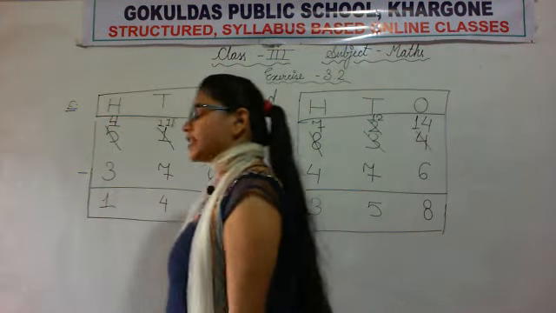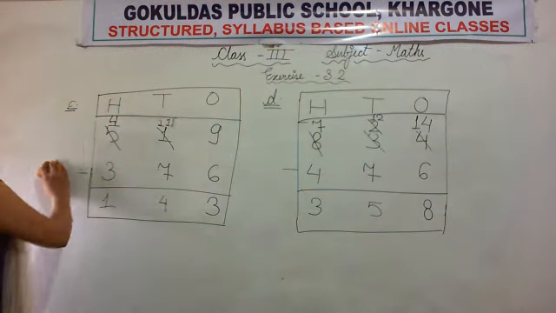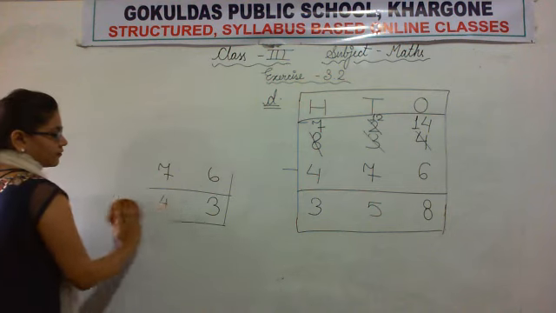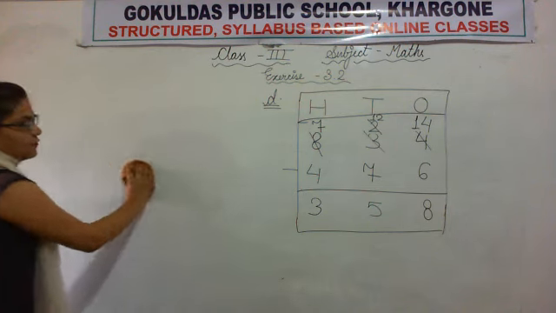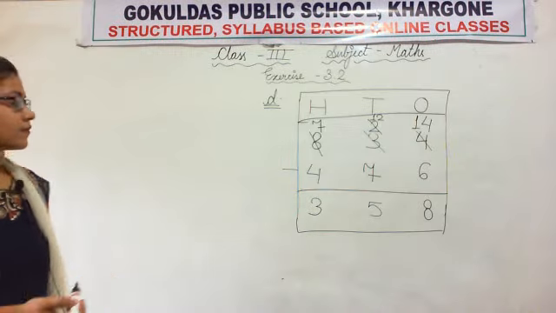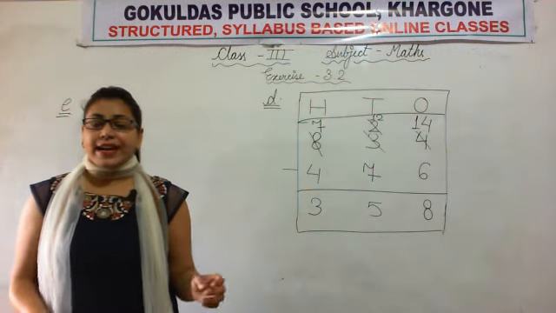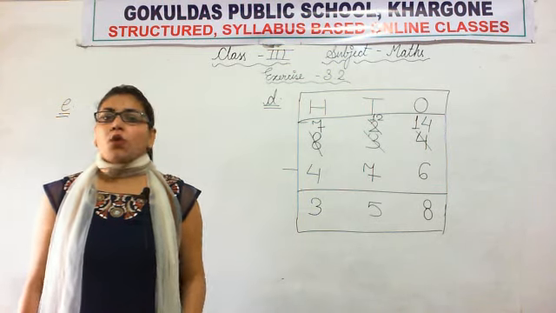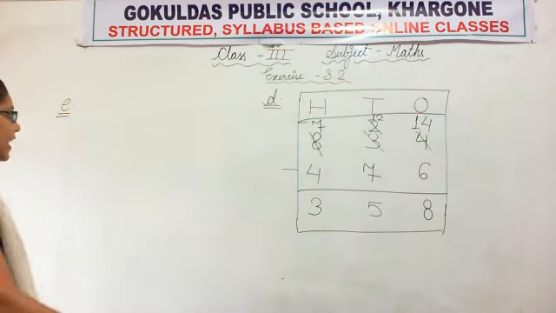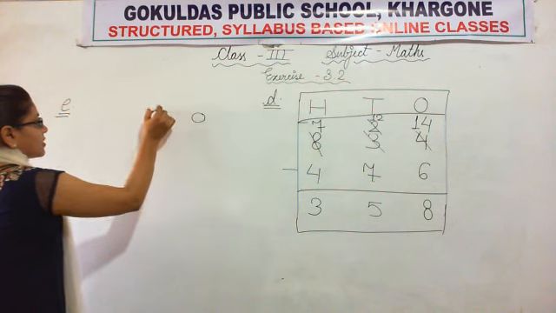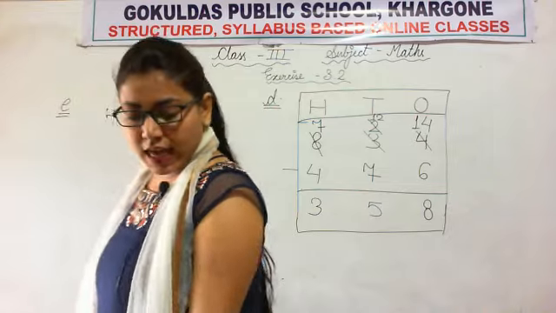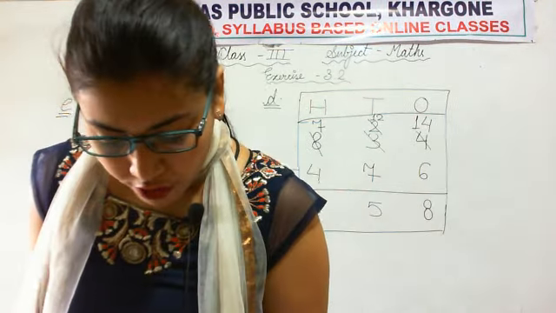Now moving towards the next part, that is part E. Again, the very first step is writing all the places: hundreds, tens and ones. Since 3-digit numbers are there, we will write 3 places. What are they? They are ones, tens and hundreds. Now the minuend is 458.